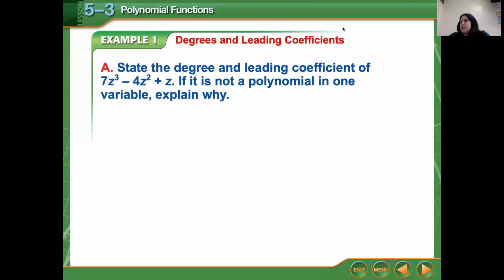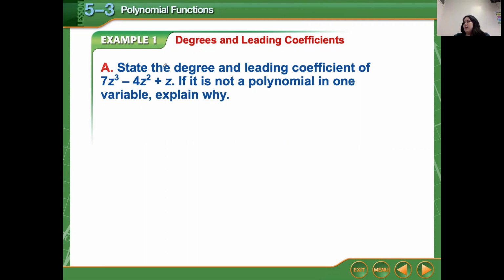So this is to state the degree and the leading coefficient of 7z cubed minus 4z squared plus z. And if it's not a polynomial in one variable, explain why. So what we're going to look at here is, since this is in standard form, that helps out a lot. A degree is the highest exponent of the expression, and the leading coefficient is the coefficient attached to the term of the highest degree. And the reason it's called a leading coefficient is because if you write it in standard form, it leads the expression.